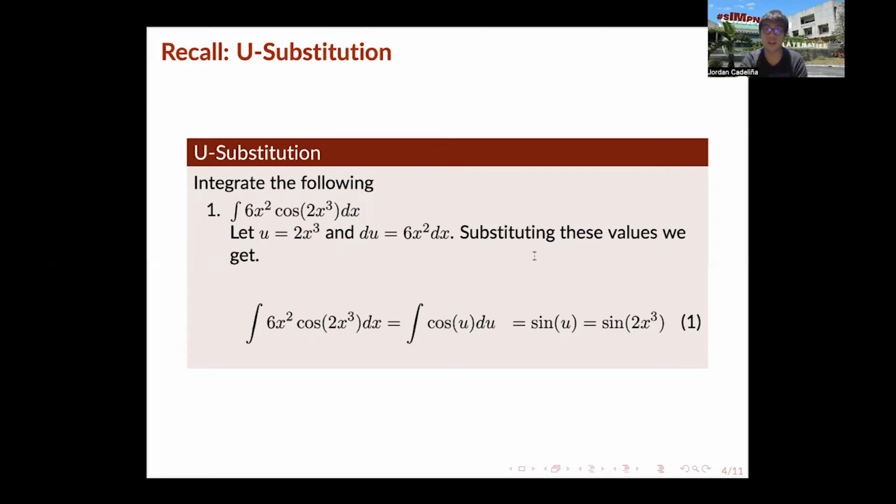So pag sinubstitute natin yung mga values, mawawala itong 6x squared at saka dx. So yung matitira is itong cos 2x cubed na magiging cos u. So integrate ng cos u du, so sin u, so magiging sin 2x cubed plus c. So do not forget kapag may ganitong mga integral tayo, do not forget the plus c.